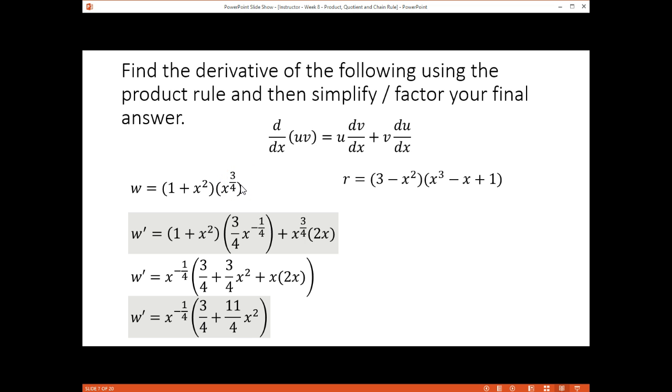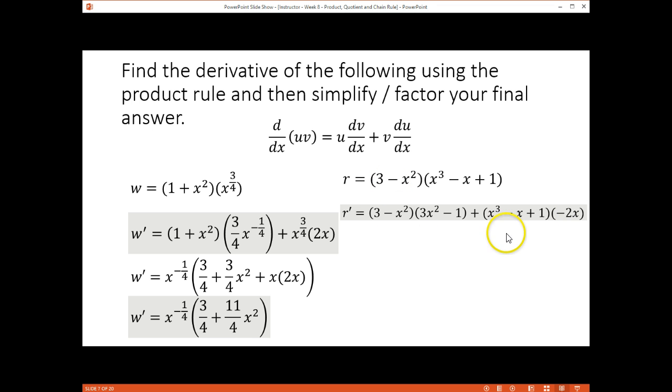A little bit, I have the ability to identify the distinct functions. You're going to see something more like this, r, which is 3 minus x squared times x cubed minus x plus 1. Again, my u is 3 minus x squared. My v is x cubed minus x plus 1. So this is u times dv. The derivative of v is 3x squared minus 1, plus v times du. Derivative of 3 minus x squared is negative 2x.